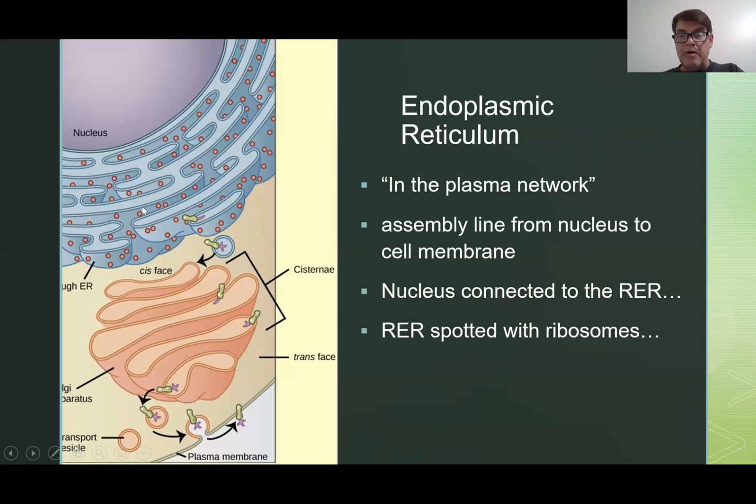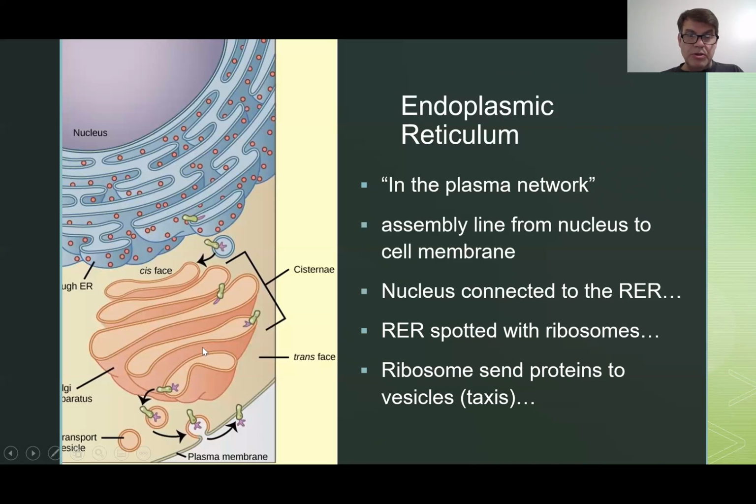The RER, the rough endoplasmic reticulum, has all these little fry cooks cooking the burgers. And then they send the proteins to the vesicles, the taxis. The taxis take it to the Golgi apparatus. Now these are folds. These are called lumen, I think, the folds in the ER.